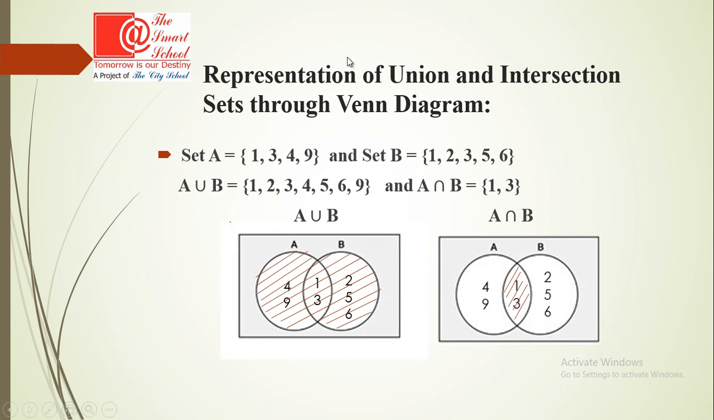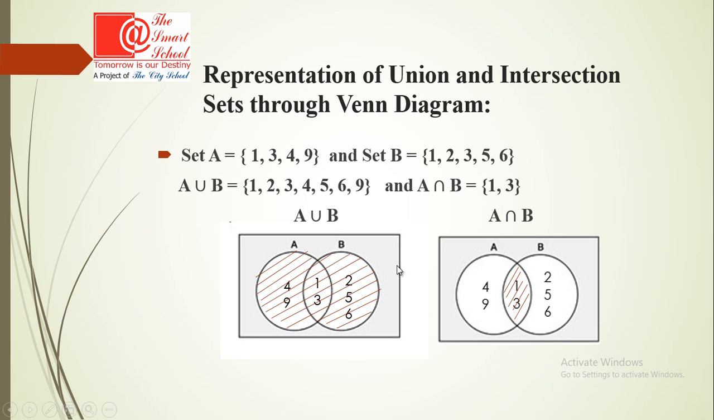Now, representation of union and intersection of sets through Venn diagram. Now we have set A with 1, 3, 4, 9 as its elements and set B with 1, 2, 3, 5, 6 as its elements. A union B, like set A union set B, is equal to 1, 2, 3, 4, 5, 6 and 9. And we will write it in this form.